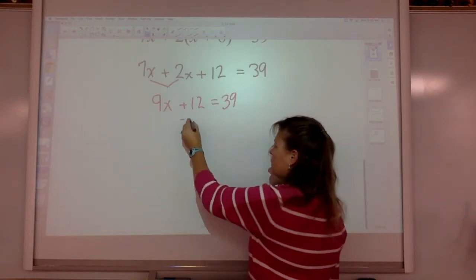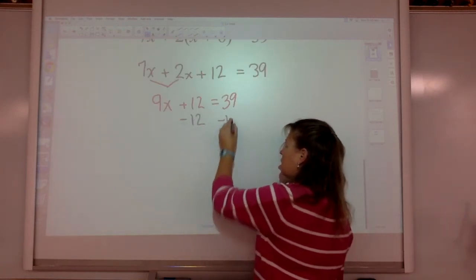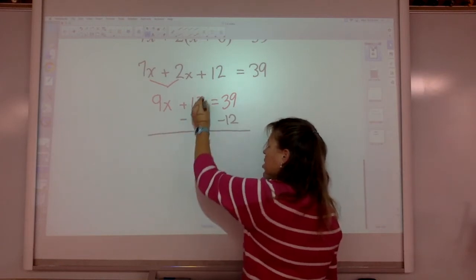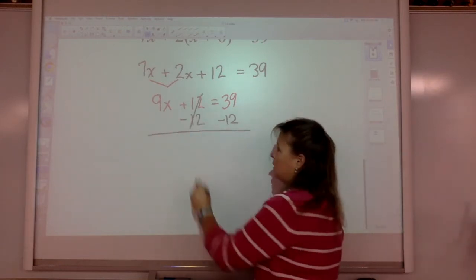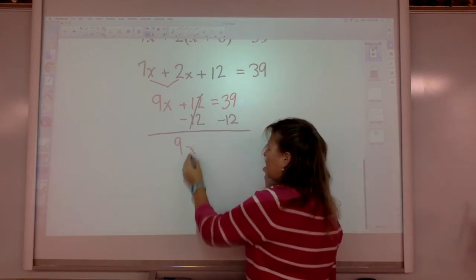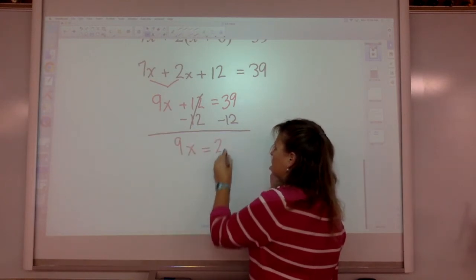Minus 12 from both sides. Always undo addition and subtraction first. Whatever you do to one side, you do to the other. You sick of me saying that yet? 9x equals 27.